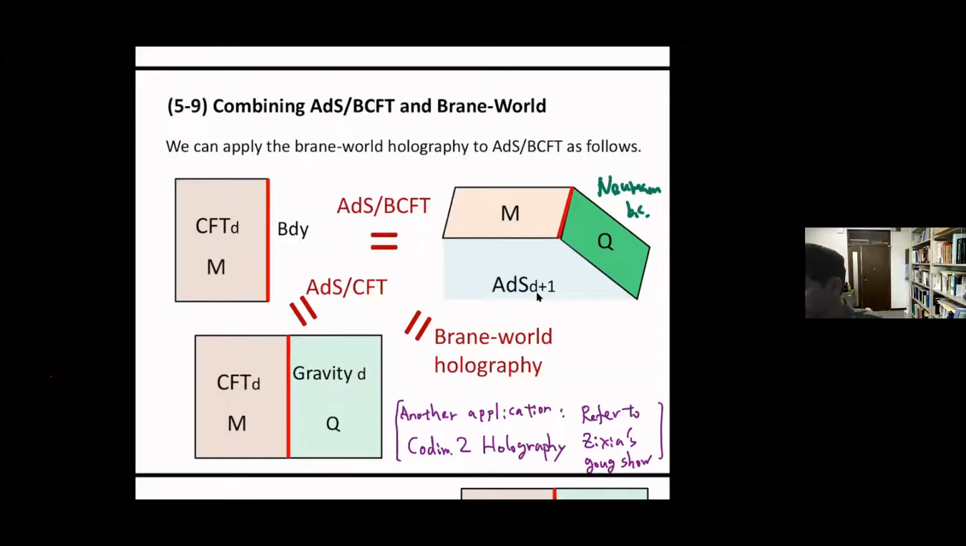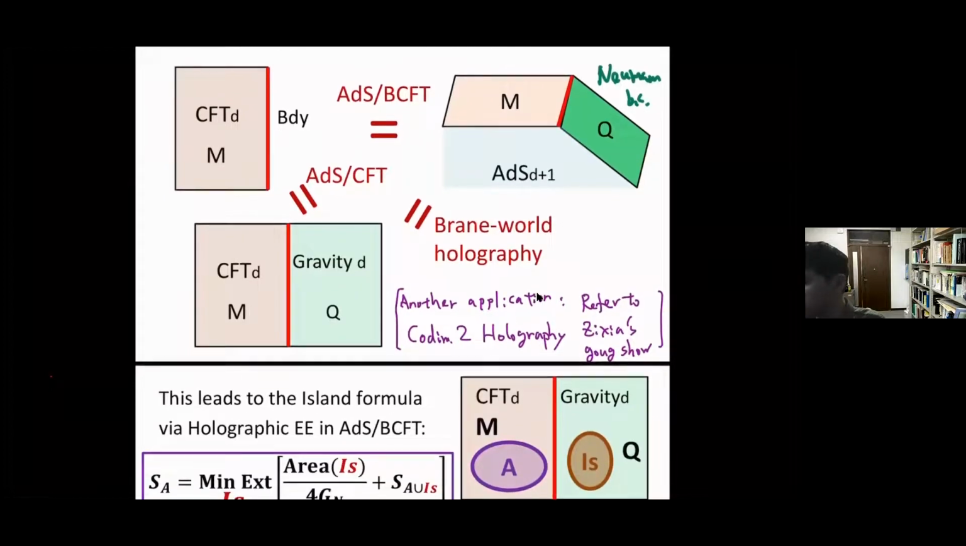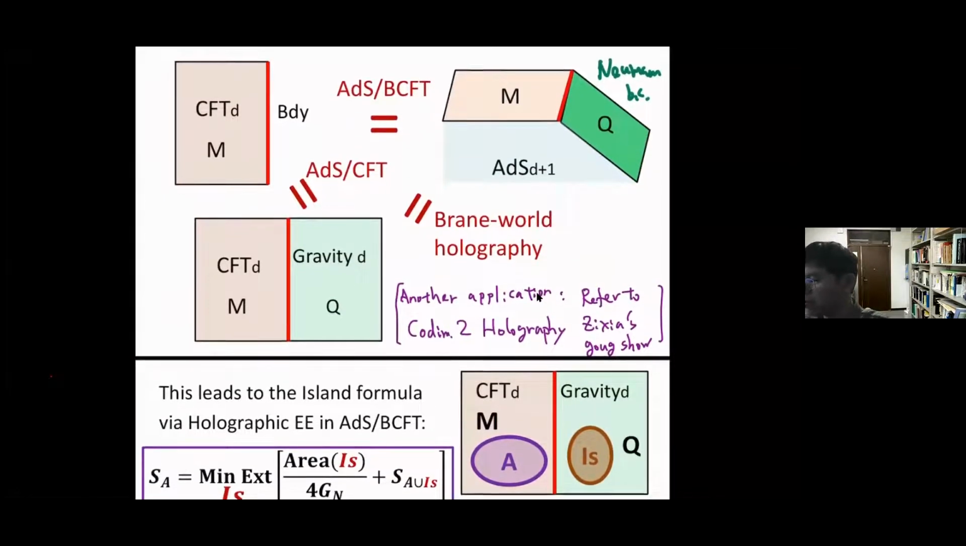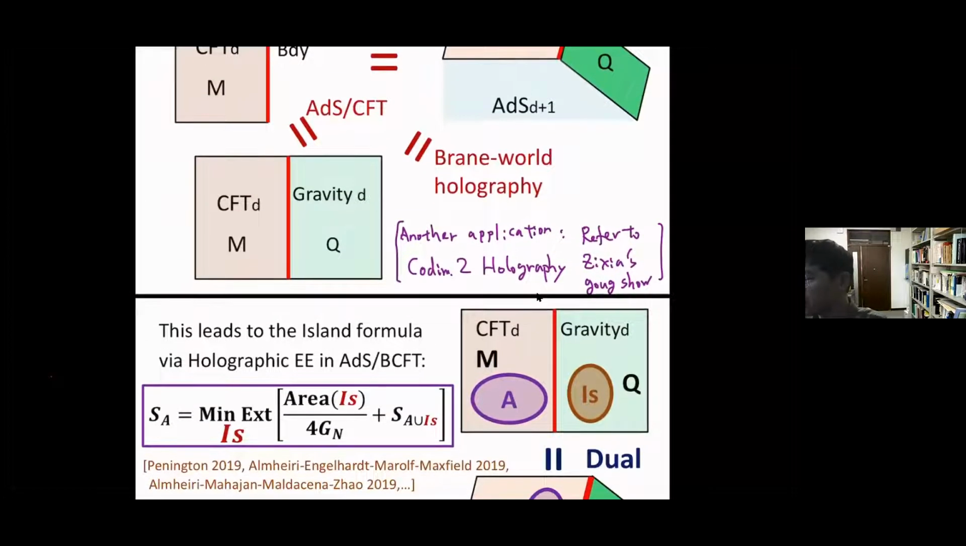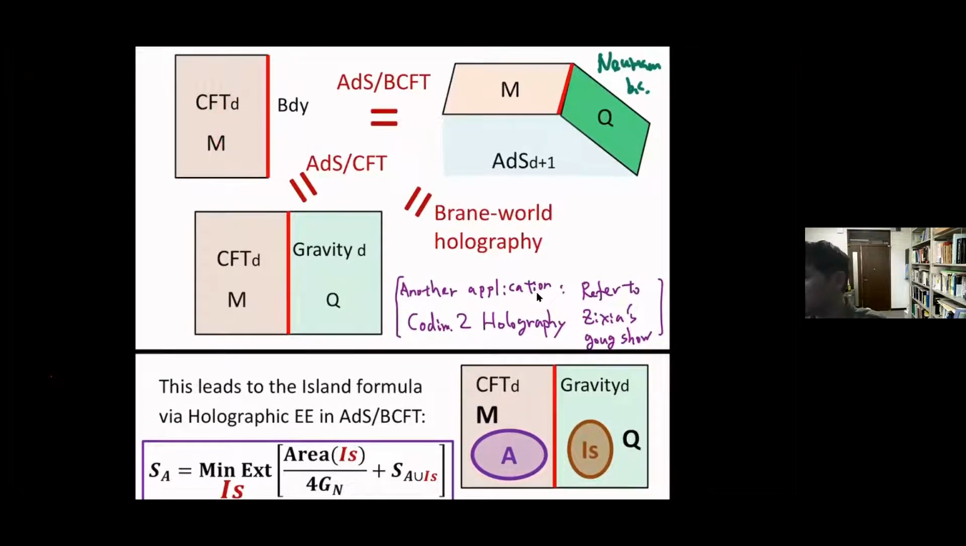But there is also another application. I don't have enough time, but you can refer to Jishat's Gong Show talk tomorrow. This is about codimension-2 holography. Also, Yan Zhou wrote a very interesting paper on this codimension-2 holography. But I think there are also many other applications of this duality chain: boundary conformal field theory, AdS/BCFT, and brane world.